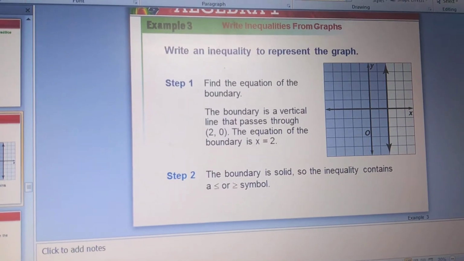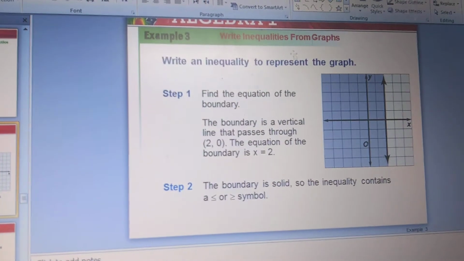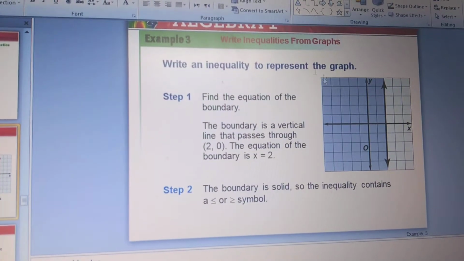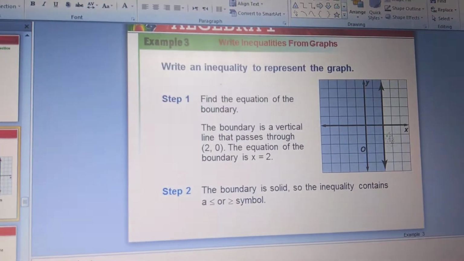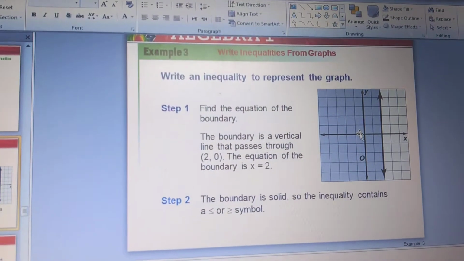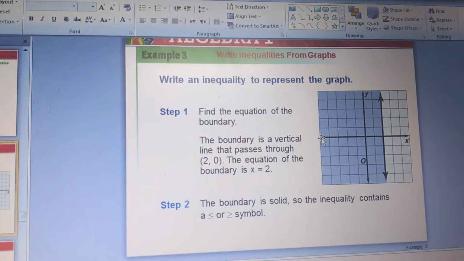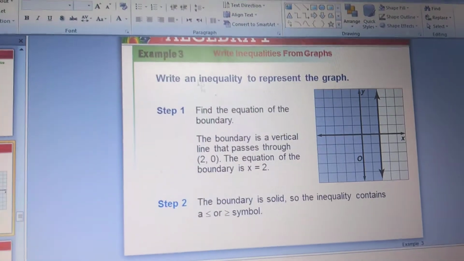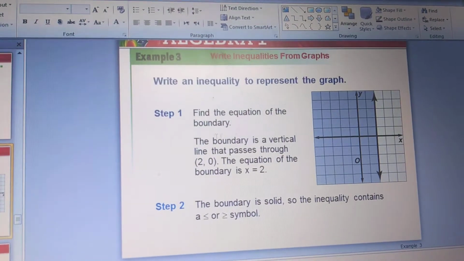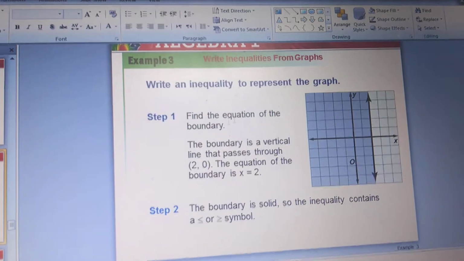The third point in this lesson: how we write the inequality when we have a graph. You see here I have the graph. This is the shaded area. This is the line. He wants me to write an inequality to represent the graph. First, find the equation of the boundary. Boundary, he means this line.